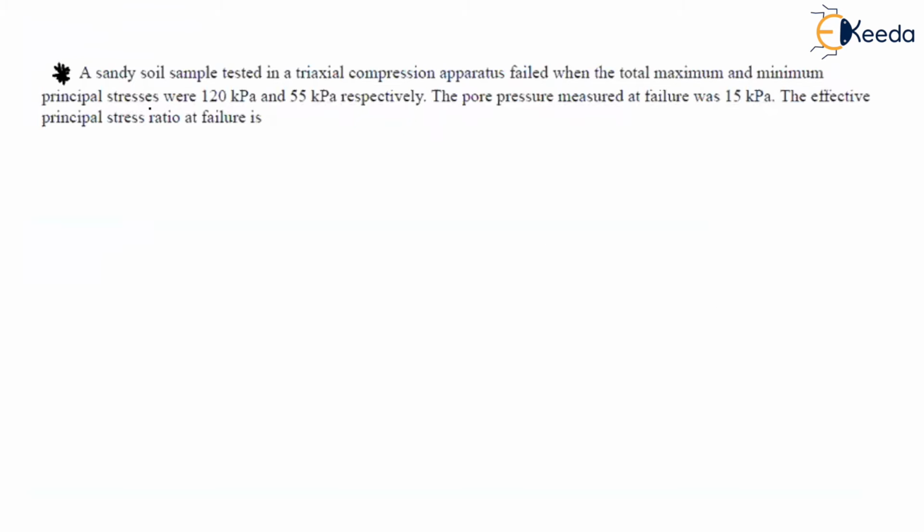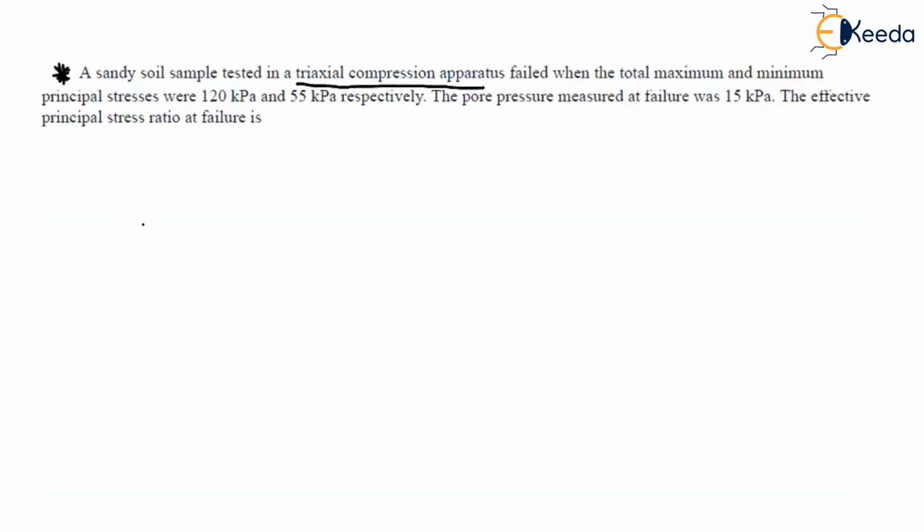Now read the question. A sandy soil sample tested in a triaxial compression apparatus, so now we are talking about the triaxial test, failed when the total maximum and minimum principal stresses were 120 and 55 kilopascals respectively. And the pore pressure measured was 15 kilopascal. The effective principal stresses ratio.